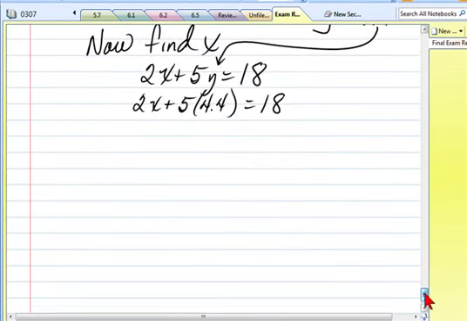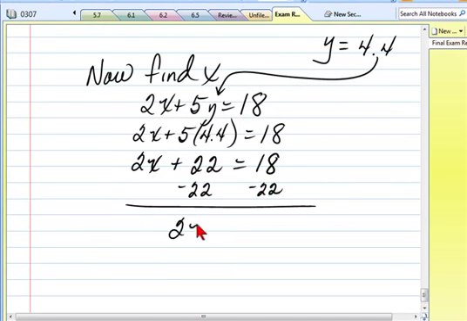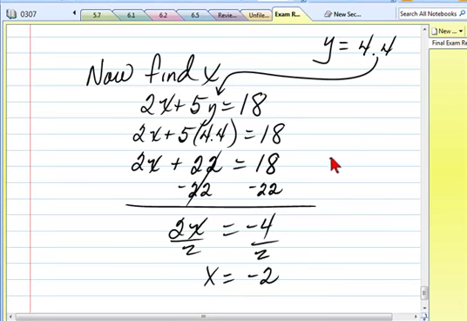Oh, I do that so much. All right, 2x plus 22 is equal to 18. Subtract 22 from both sides. I have 2x is equal to negative 4. Divide by 2, and x is negative 2. The answer to my system is negative 2, comma 4.4. Is that okay? All right.